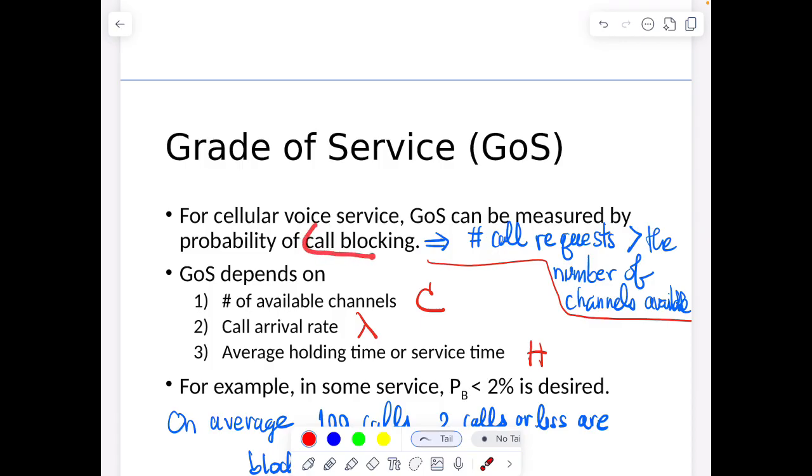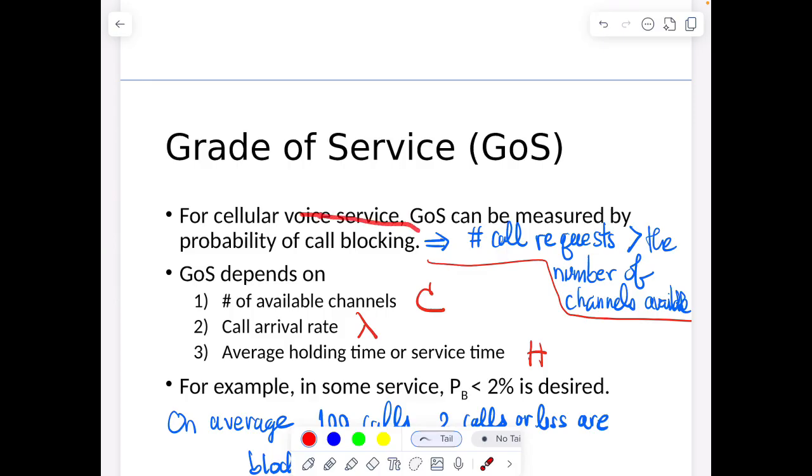Call blocking happens when the number of call requests from the users is bigger than the number of channels provided by the base station at the cell that the users are in. So when there are more calls than the number of circuits or channels at the base station, the call has to be blocked and the request for connection will not be successful.